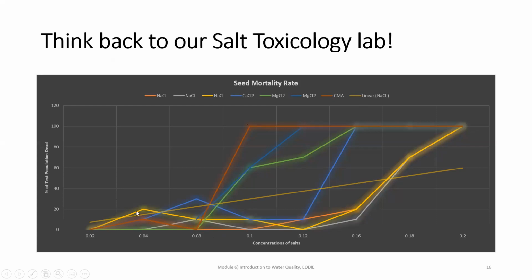Versus if you look at table salt here, this kind of yellowish line, it actually doesn't do too bad. And you might even say that some of this is within a normal range of how many seeds might actually sprout. But you can see when it gets to 0.16 and above, then it starts becoming more and more toxic.